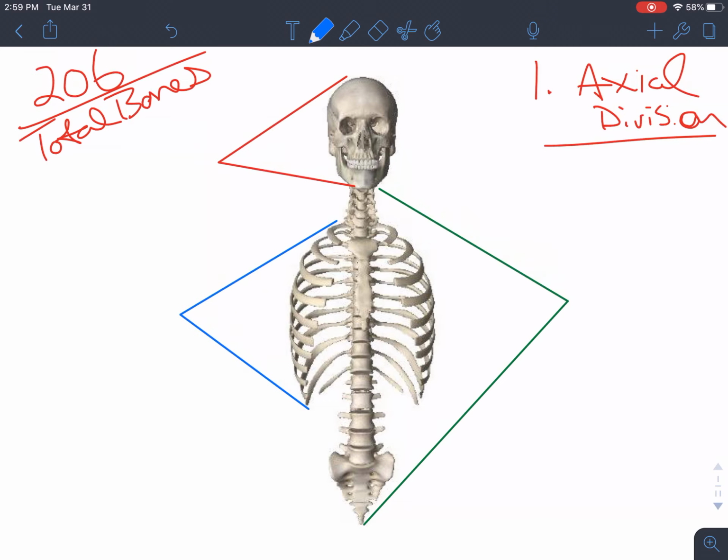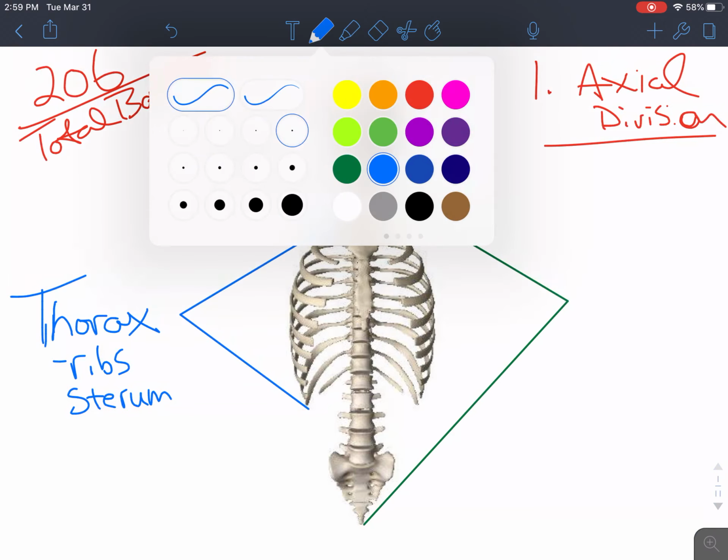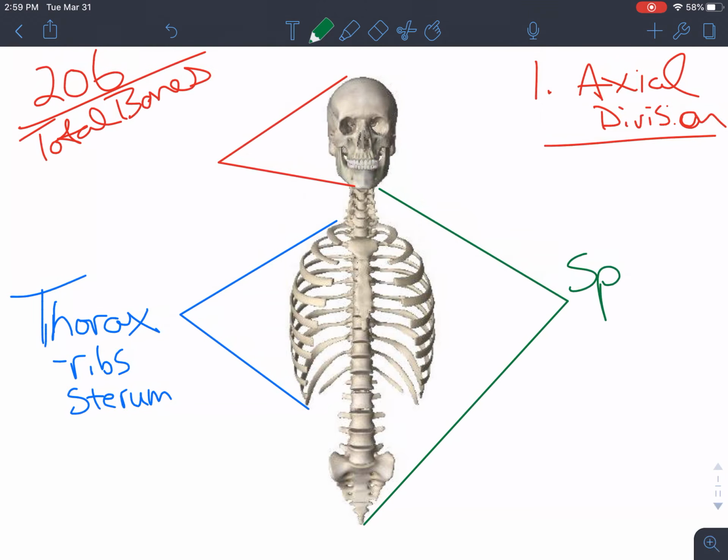And this is your thorax, and that's your ribs and sternum. Only your ribs and sternum, right? Don't get it confused with thoracic region. And then this green part, all we're looking at is the spinal column. And then the red part, we all know, is your skull.